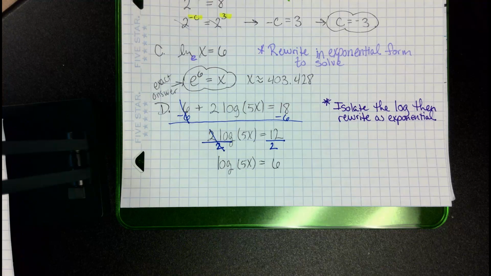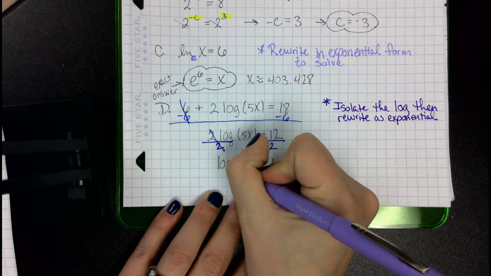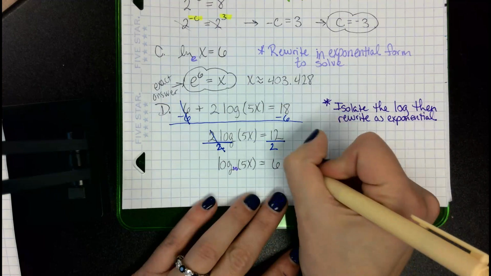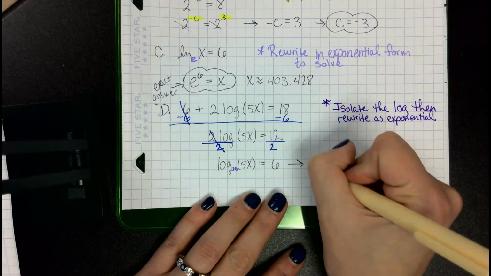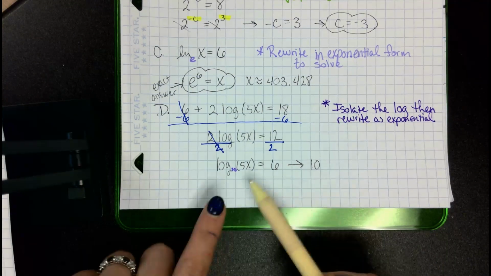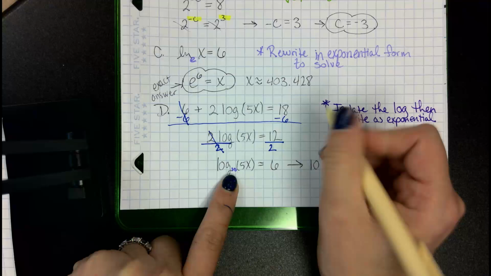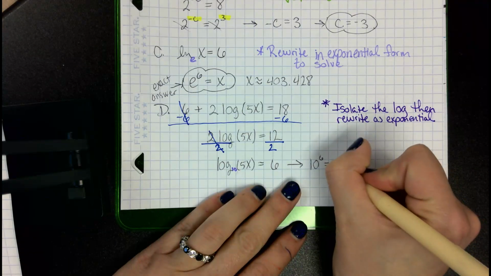So at this point, I can rewrite it as exponential form. And when I do that, I like to fill in the base if it's not there. This is the common log, so it's a base 10. So I want to rewrite it as an exponential. So 10 is the base of the log, so 10 is also going to be the base of the exponent. As a log, the 5x is with 10. So when I go to exponential, it's 6's turn to be with 10. So 10 to the 6 equals 5x.